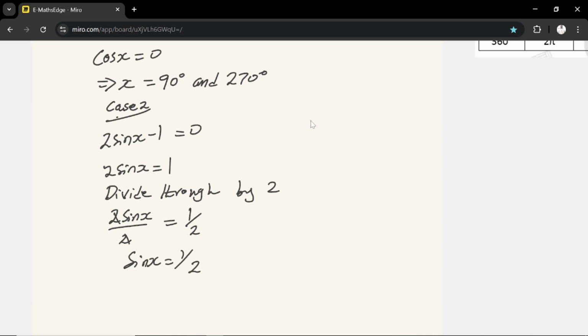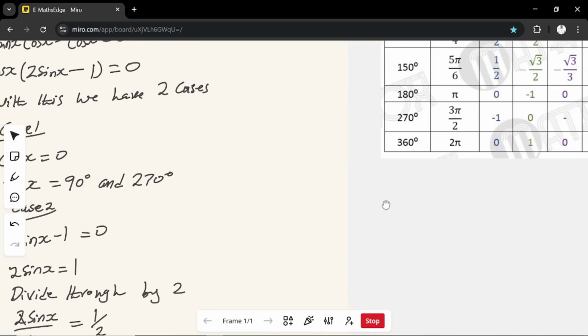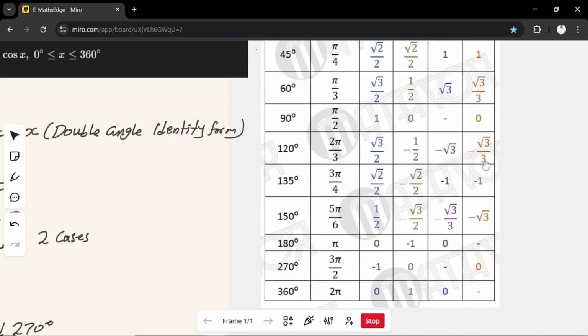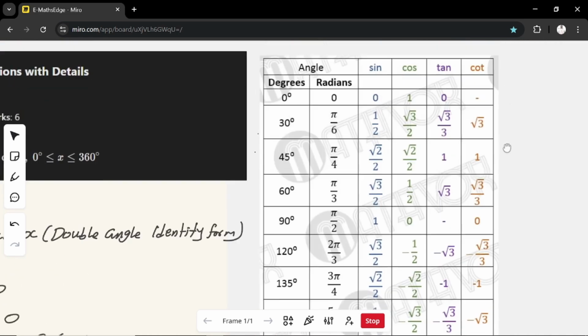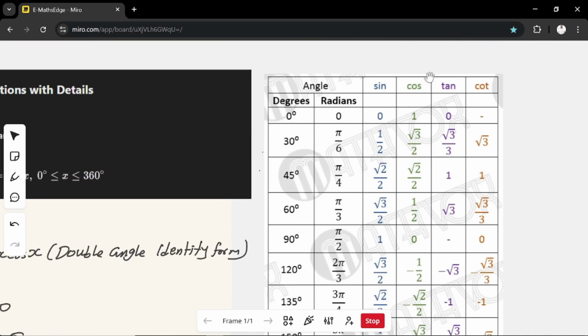So what we are going to do now is to obtain the value of x in degrees that corresponds with when sine x is equal to 1 all over 2, and that will take us back to the trigonometry table again. This time around, we are focusing on the sine column and no longer the cos column, which we used earlier. So you check the sine column, at which angle do we have sine to be 1 all over 2.